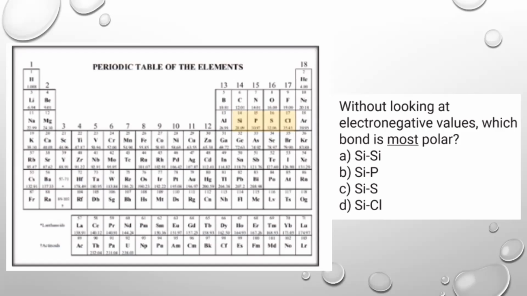So without looking at electronegativity values, which bond is most polar? Remember, polar, we often say, are the opposite ends. So you're looking for the substance that is furthest apart as your choice. So you have S and S, Si and Si, that will be nonpolar. Si and P next to each other. Si and S further apart, but Si and Cl even further apart. So that difference in electronegativity values will be greatest for the one that's furthest apart.